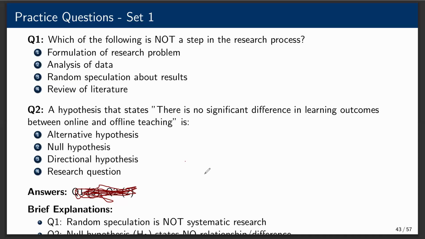Yes, why is it null? Because null is what we don't want. There is no significant difference. So we start with the null hypothesis. Null hypothesis means no relationship. You have to remember, null means no. Is it clear? Yes, sir.